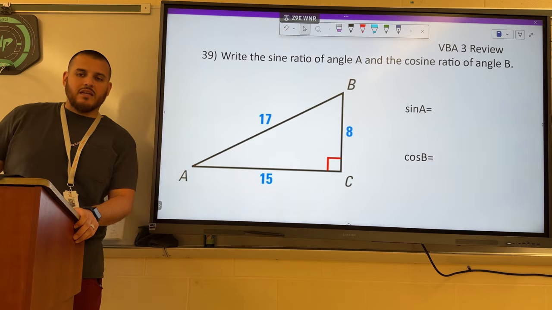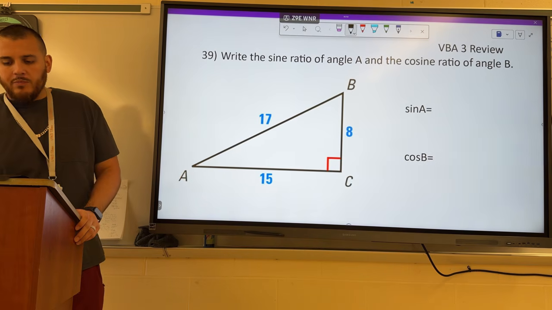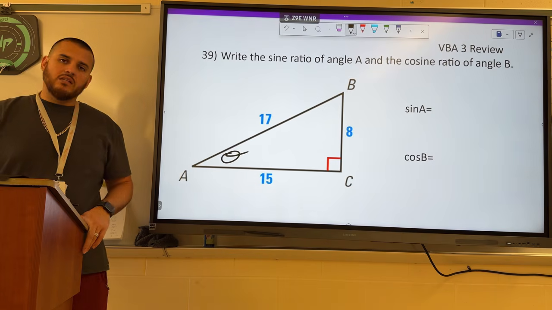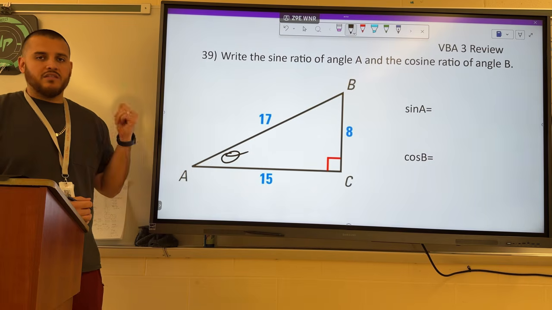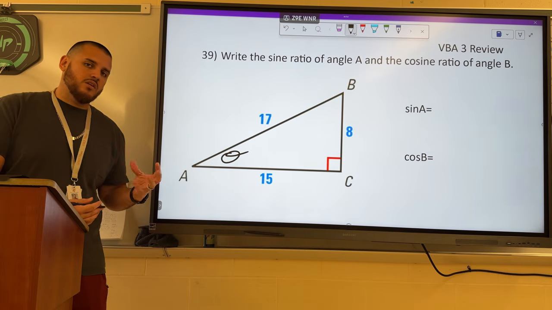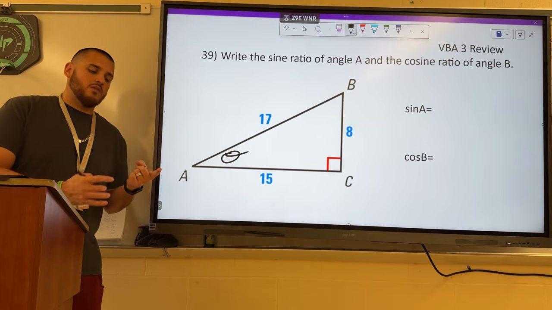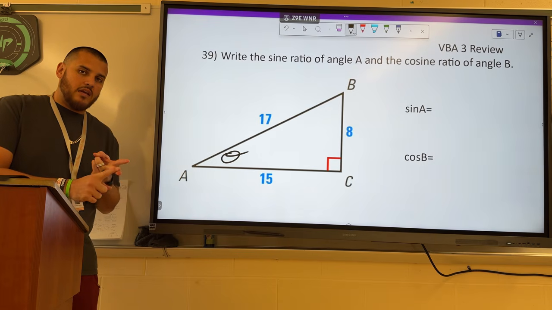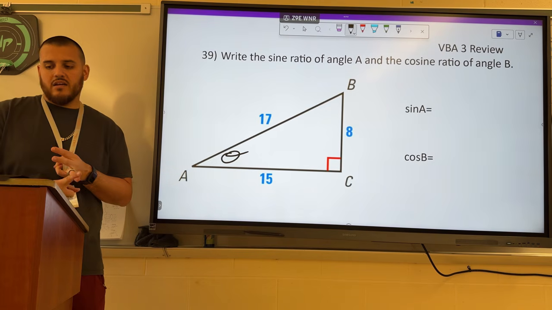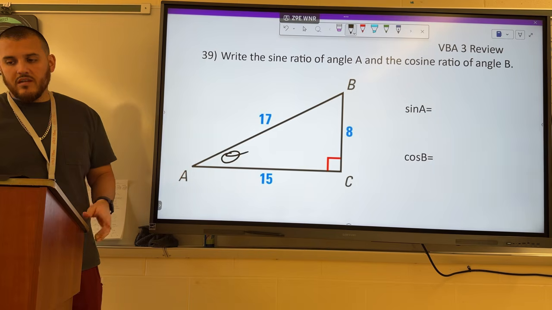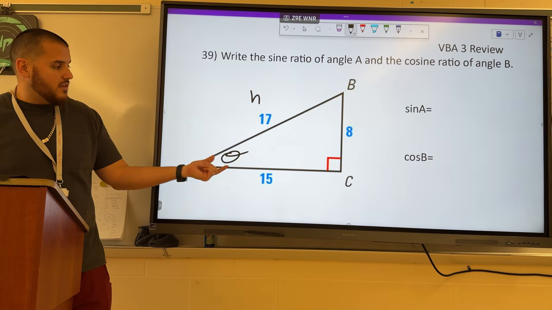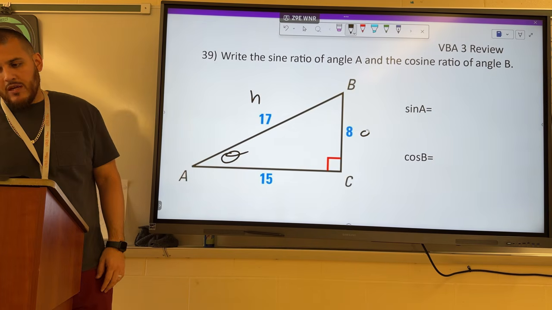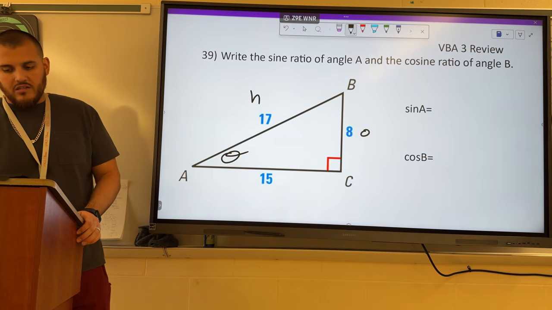First, we need the sine of angle A. I like putting a little theta symbol where my angle is so that I can label my sides based off of that, okay? Remember, for sine and cosine, these are trig ratios. We want to label our triangles with the hypotenuse, the opposite side of our given angle, and the adjacent side of our given angle. Our hypotenuse is 17. It's the longest side. It's the side across from the right angle. Opposite of my theta would be the 8. That's my opposite. 15 would be the adjacent side.